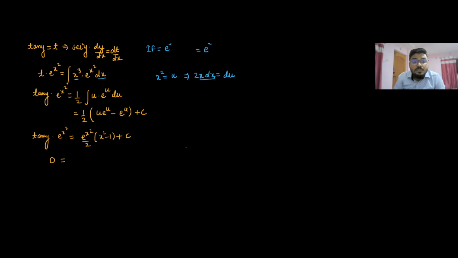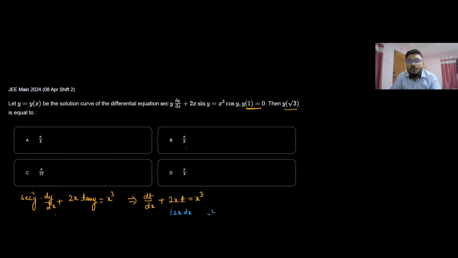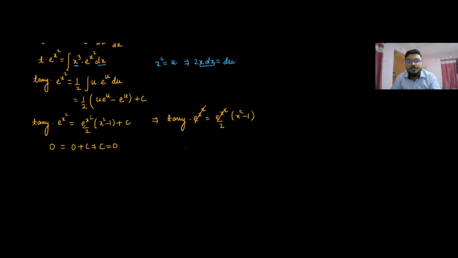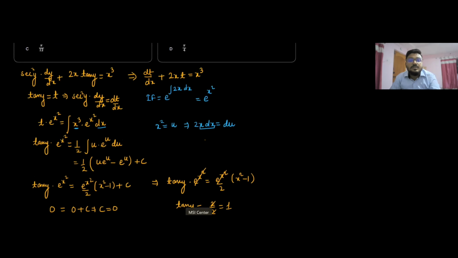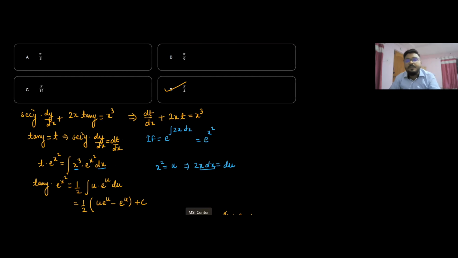Okay. So now finally, the curve or the solution is tan y into e power x square equal to e power x square by 2 into x square minus 1 plus c, which is 0. This is cancelled. Now, they are asking for y of root 3, which means you have to substitute x equal to root 3. So tan y is equal to root 3 square is 3, 3 minus 1 is 2, 2 by 2 is 1. So tan y equals 1 means y is pi by 4, which is your answer. So here the correct option is option D, pi by 4.